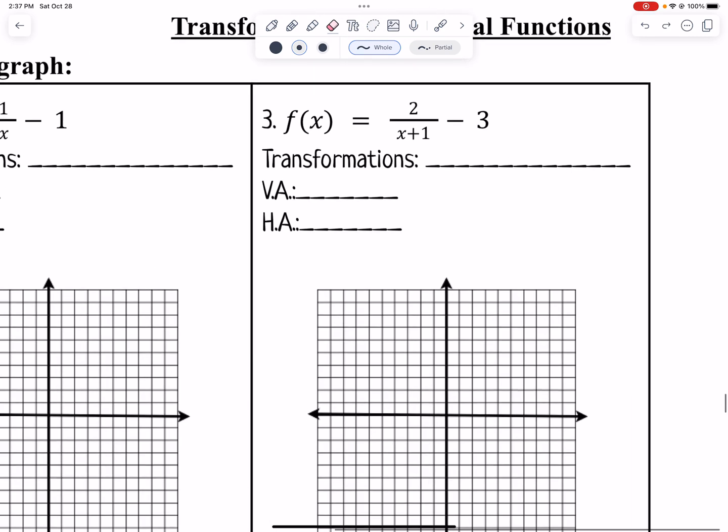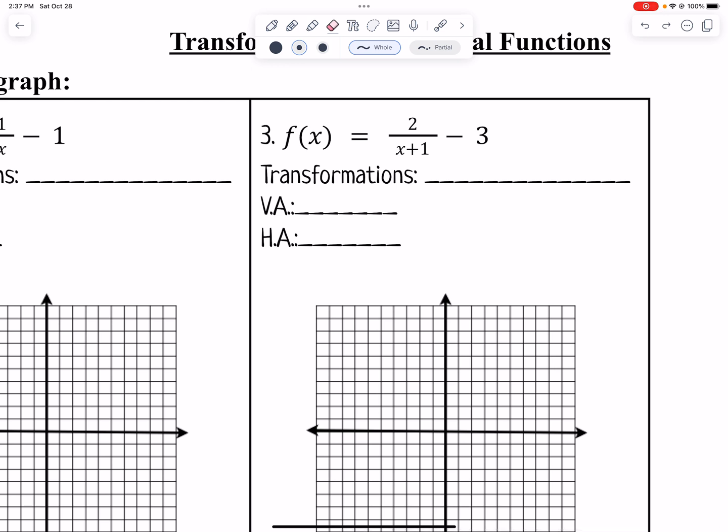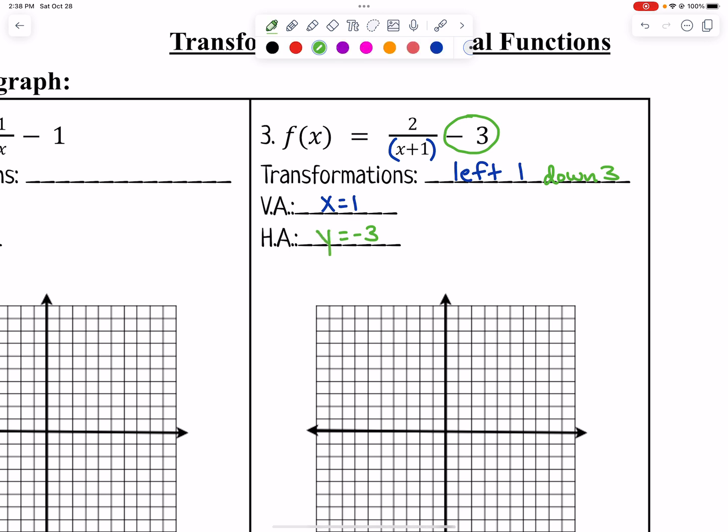Let's take a look at another one. So number 3 has 2 over x plus 1, minus 3. The first thing I can do is look at the denominator, and I can say that this function is going to shift left 1. And that means it's going to have a vertical asymptote at x equals negative 1. The horizontal asymptote is going to go with the minus 3. So that means it's going to go down 3, and it's going to be at y equals negative 3. X is the vertical.